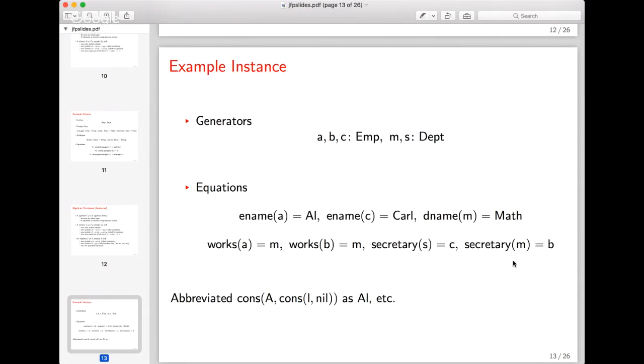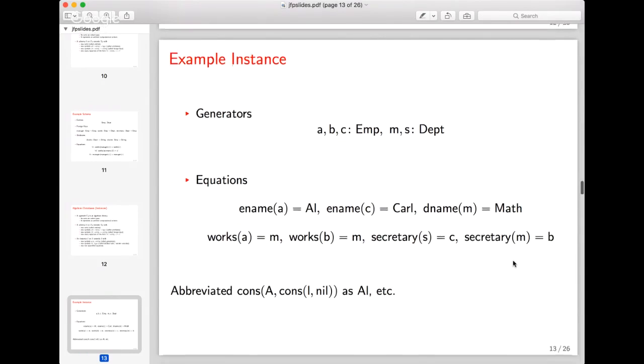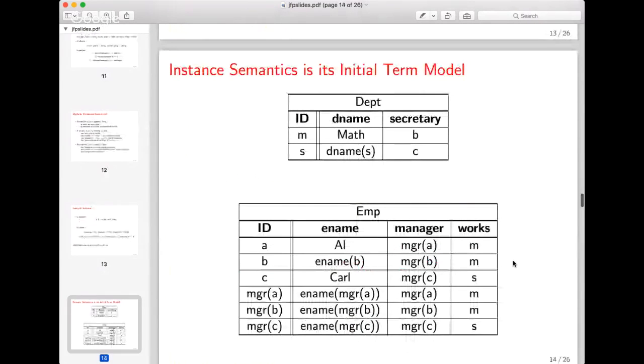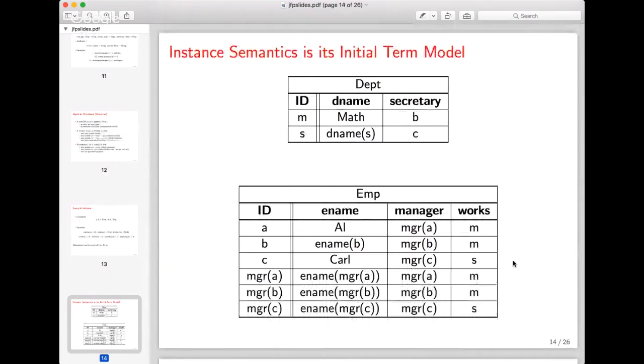But the thing to note here is that this is just a random set of equations. It's missing some information about managers, for example. There's nothing in these equations that talks about managers. So when we build the term model for that theory, in other words, when we consider that theory as a set of database tables, that's sort of the point of having these theories in the first place, is to have database tables for them.